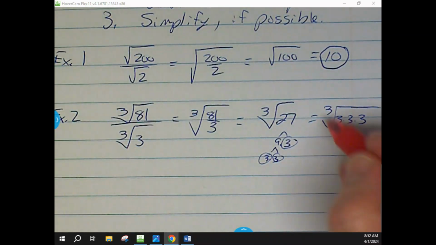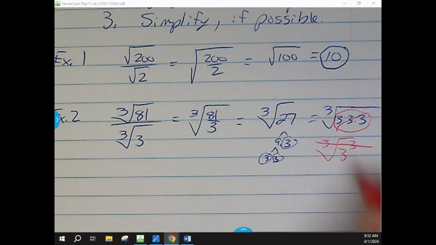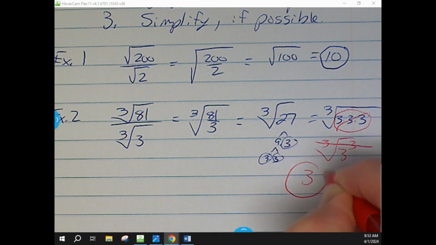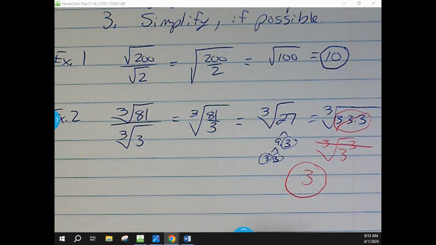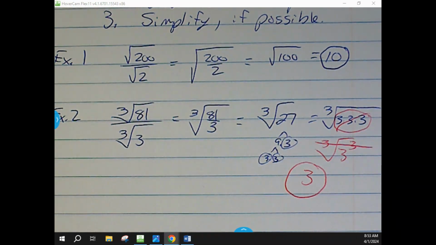So we need 3 of a kind. We have 3 of a kind. So if we have the third root of 3 to the third, a lot of 3's there, the third root and the third power cancel out. The answer is just 3.